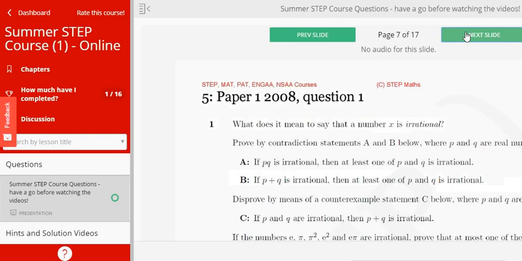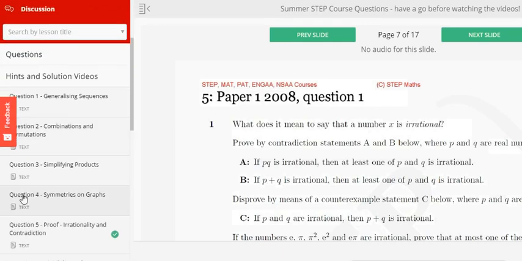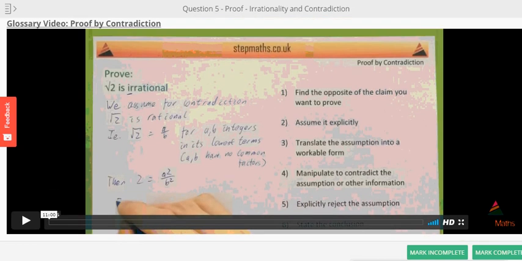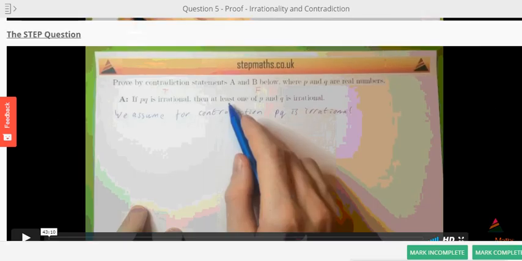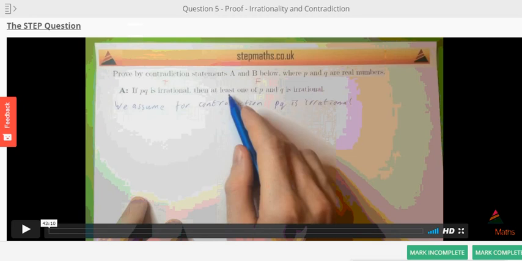Now, suppose you were doing this particular question and you got a little bit stuck. Well, good news is in the next chapter we've got hints and solution videos. So I would look for this particular question, and we've got two videos here. The first one is a glossary video. So if you just didn't know what proof by contradiction was at all, this video teaches you what it is. And then below you've got the hints and video solution for the step question itself.